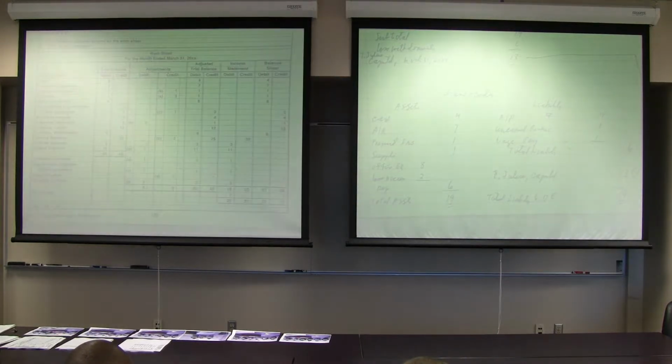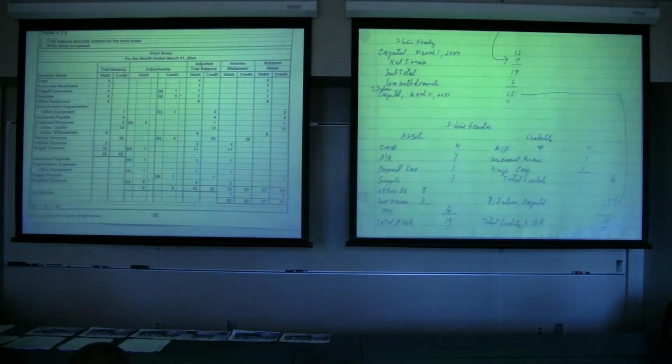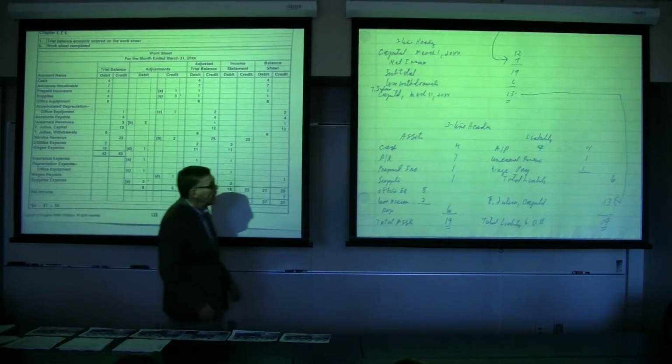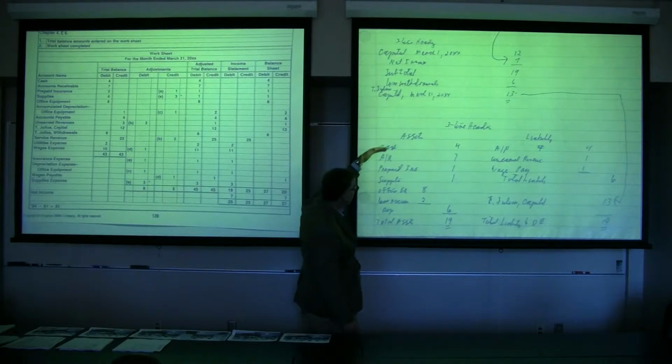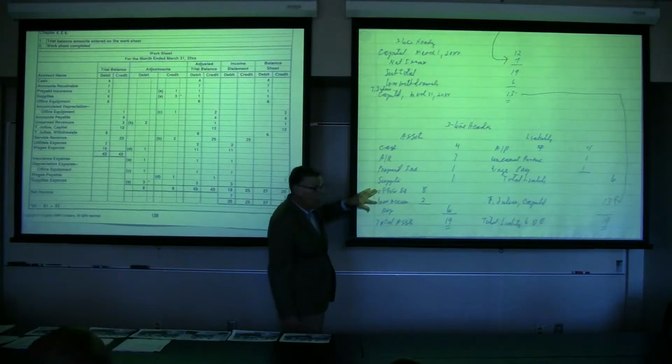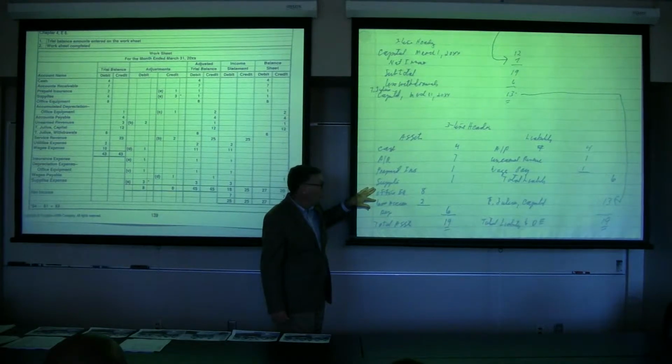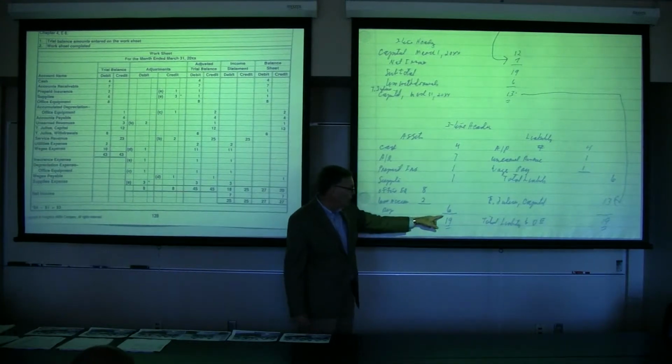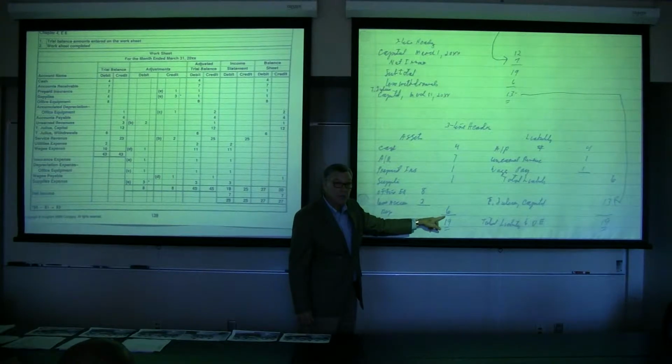You guys, let me put up the answers. Here we have the, and I drew the arrow. Let me turn off the light, it'll be more readable. I drew the arrow to point out that the ending capital comes from the statement of owner's equity. Again, it's got a three-line heading. Here's the assets, cash, accounts receivable, etc. Now, here you have office equipment minus accumulated depreciation for a book value of 6, right?